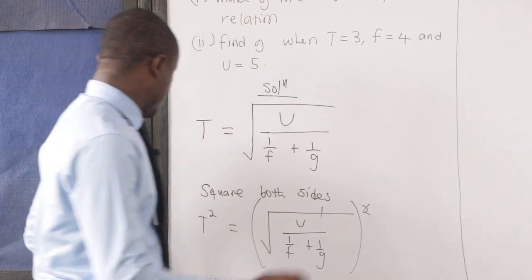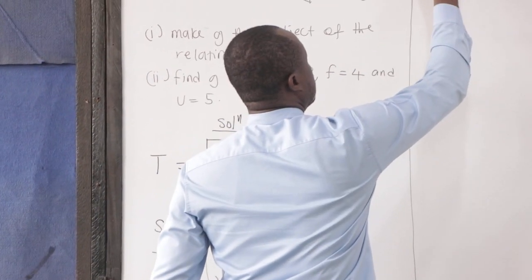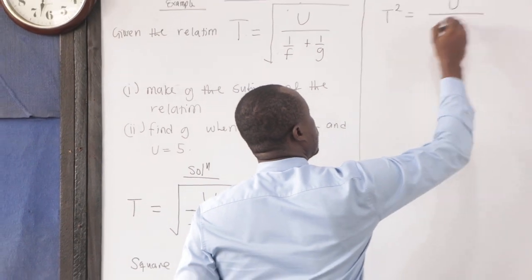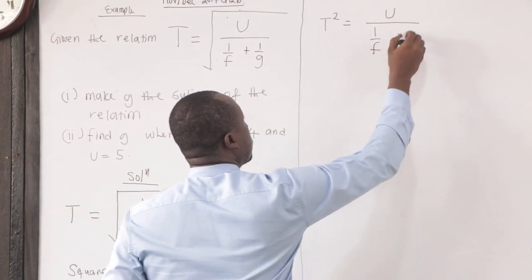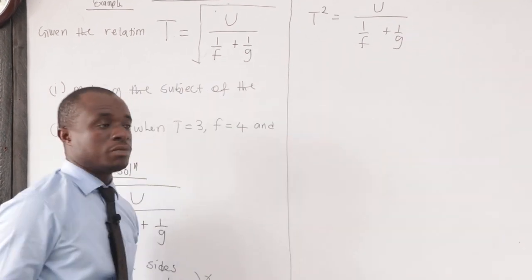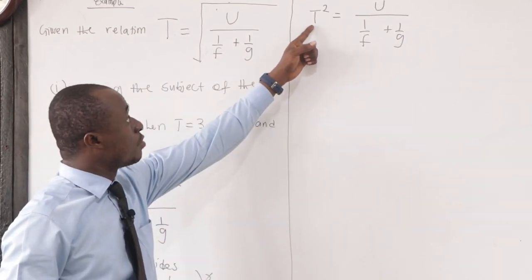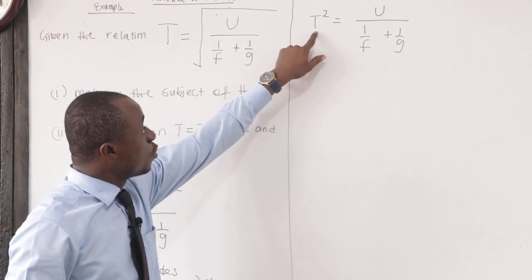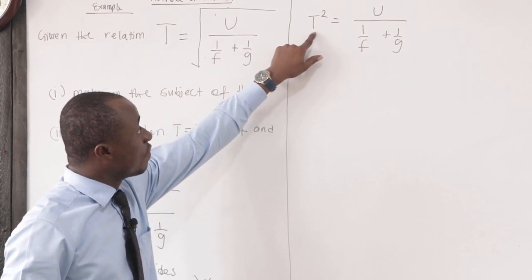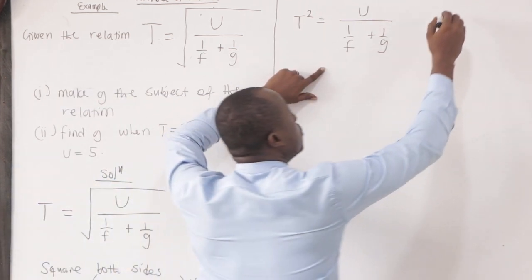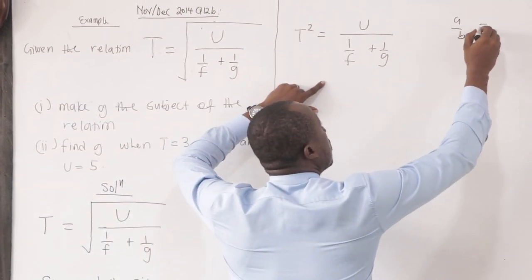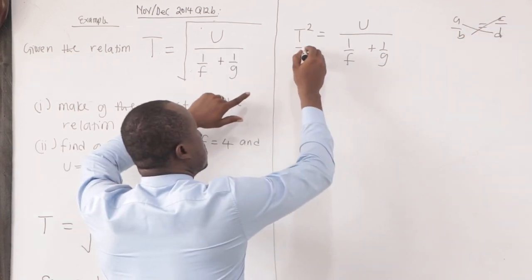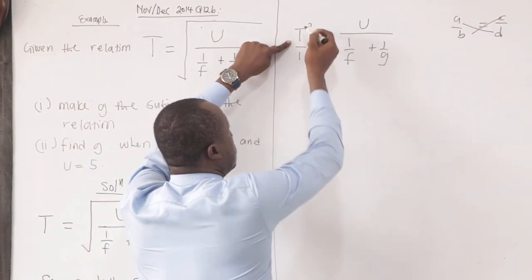So you are going to have t squared equal to u over 1 over f plus 1 over j. Now, this t squared is a whole number, so it can be considered as over 1. So this whole equation can be put in the form a over b equals c over d. What do we do? You can cross multiply. This can be considered as over 1, so this can go and multiply.